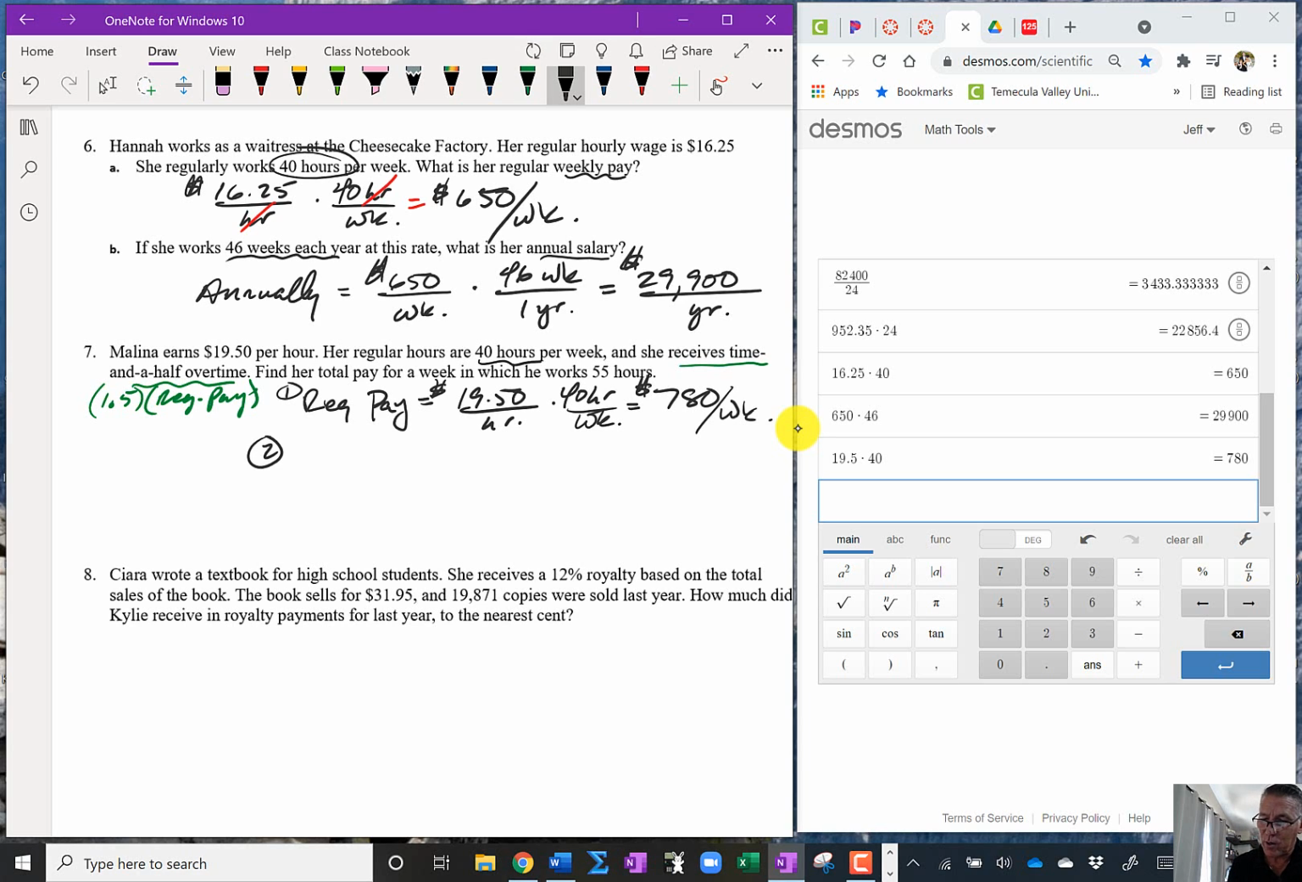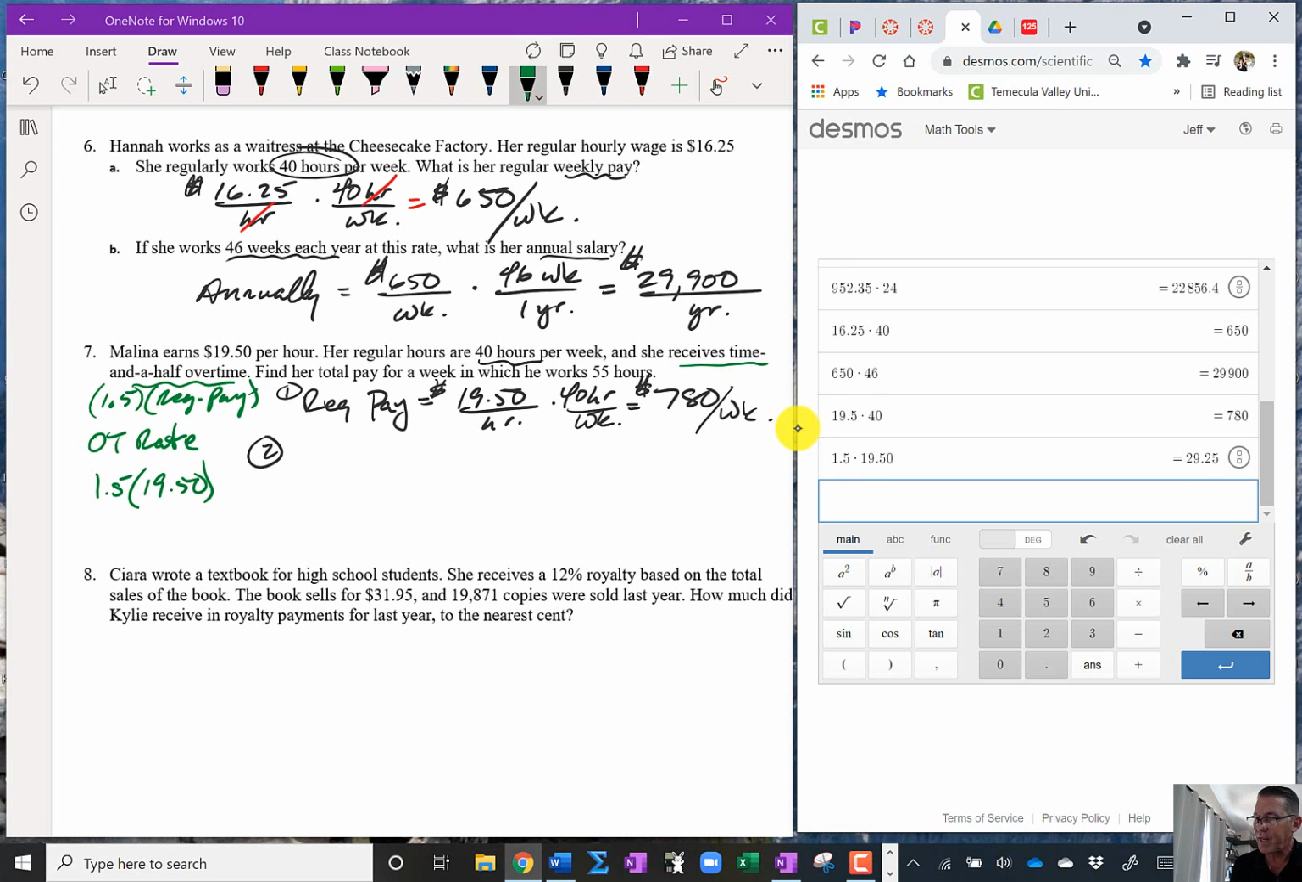Now we've got to figure out her overtime rate. Let's figure that out off to the side. Overtime rate is 1.5 times the regular rate, which is 19.50. Let's figure this out first. So 1.5 times 19.50 is 29.25. So her overtime rate, ooh, it's pretty good, is $29.25 per hour. That's what she's making overtime. Every hour over 40 hours is considered overtime.